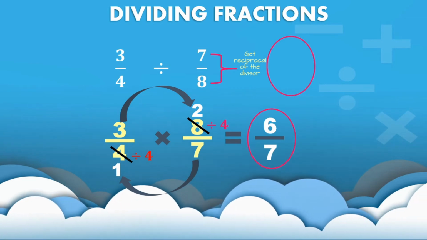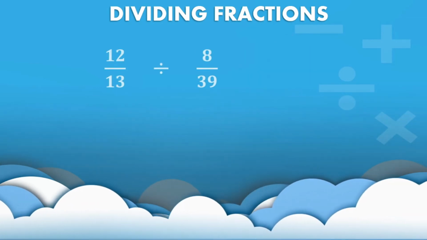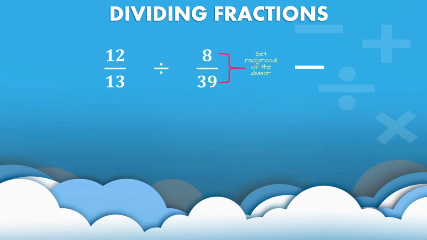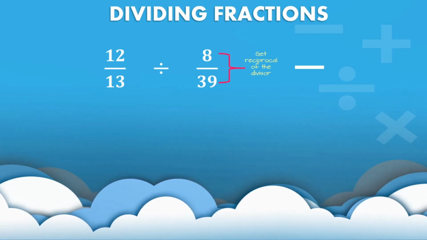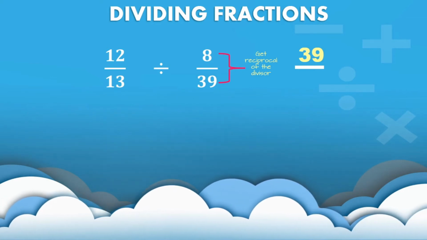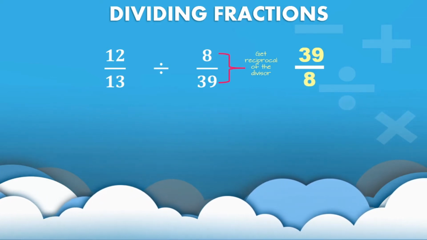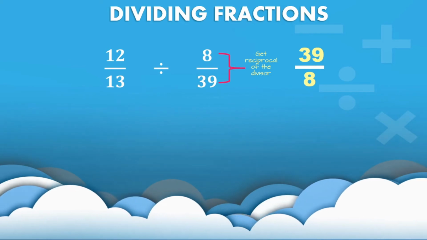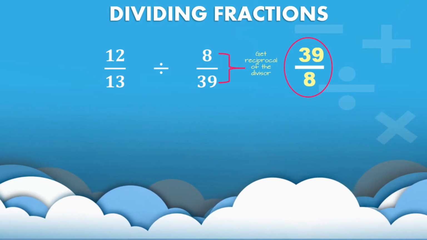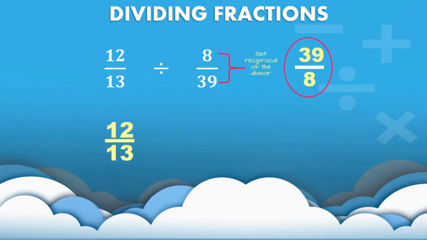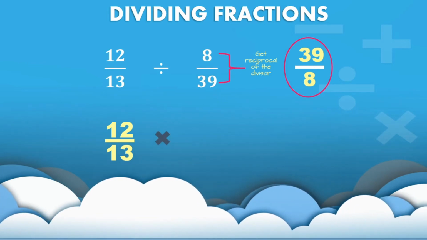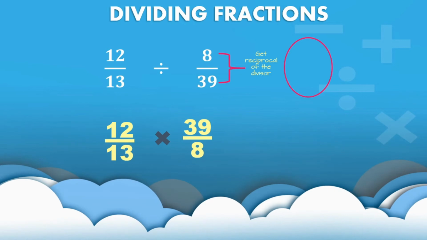Para mas maunawaan natin ng mabuti, let's have another example. 12/13 divided by 8/39. So what is the reciprocal of 8/39? So again, we're going to have 39 as our numerator and then 8 as our denominator. Therefore, the reciprocal of 8/39 is 39/8. Now let's move on to the second step. Let's multiply the first fraction, which is our dividend, to the reciprocal of our divisor, which is 39/8.